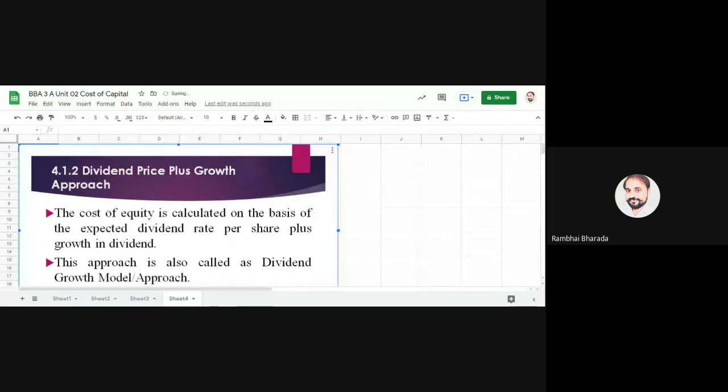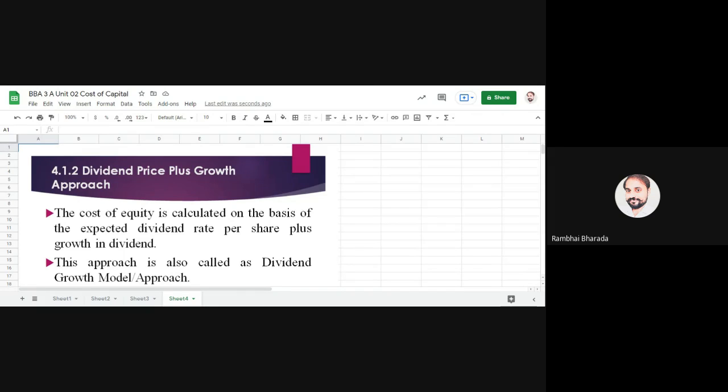Again, I explained this is just an improved version of the previous one. Dividend price plus growth approach. Here, cost of equity capital is calculated on two bases. Mainly two components, two criteria are there. The first criteria is expected dividend per share, as we discussed in the previous method. Whatever the dividend rate or rupees is there, that is the first criteria. The second criteria is growth in dividend.